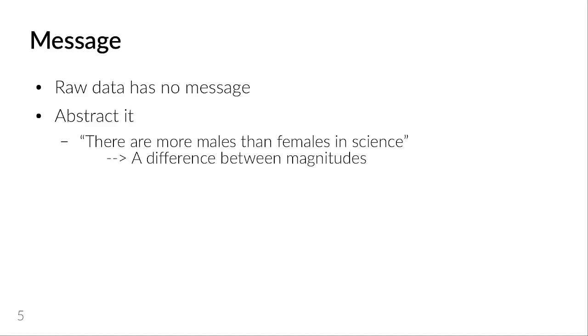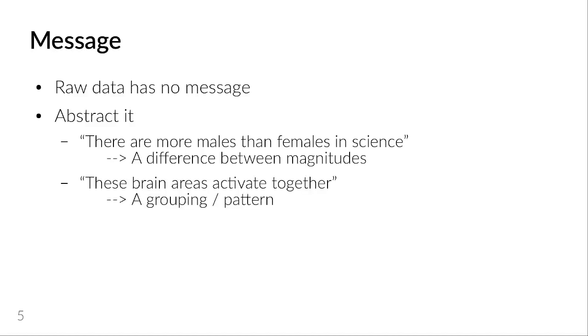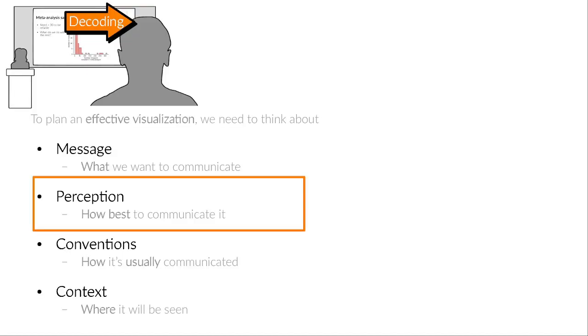Alternatively, say we want to show that certain brain areas activate together. Essentially, what we want to show is a grouping or a pattern, and maybe the exact values are not as important. So this abstracting will tell us how best to visualize our data. Now we'll talk about the best way to communicate the message based on psychophysical evidence.